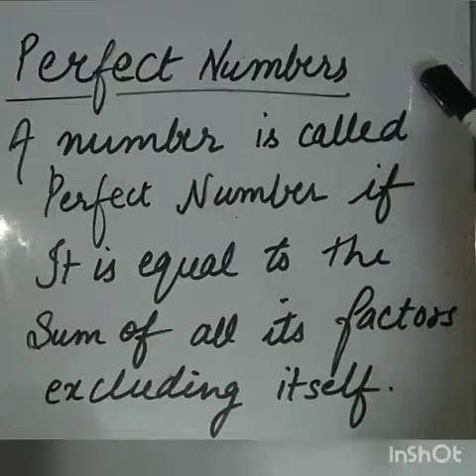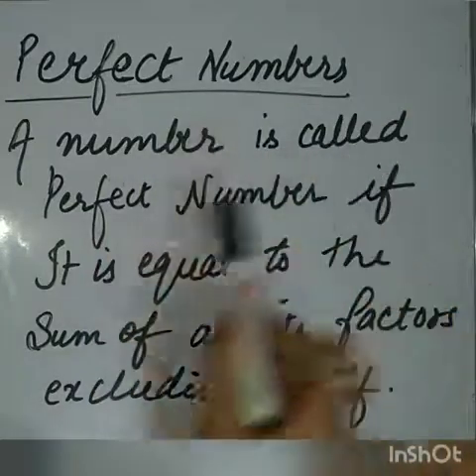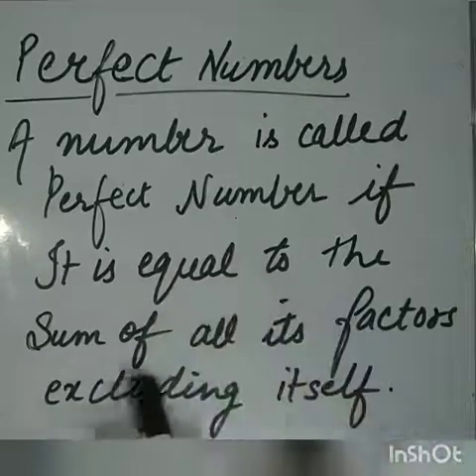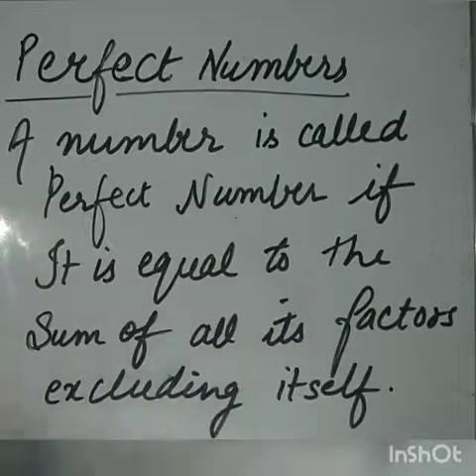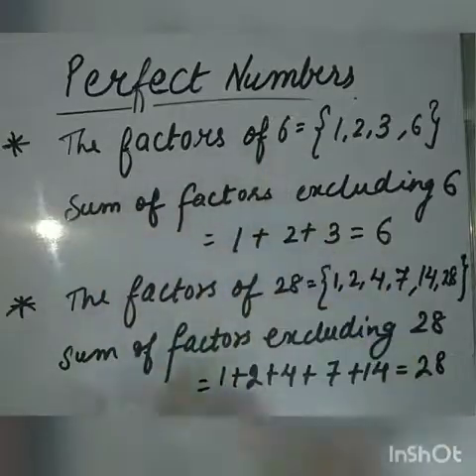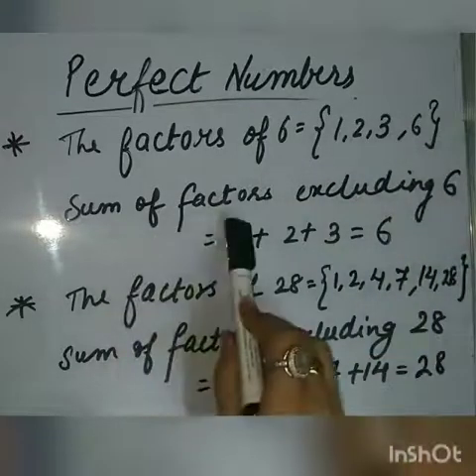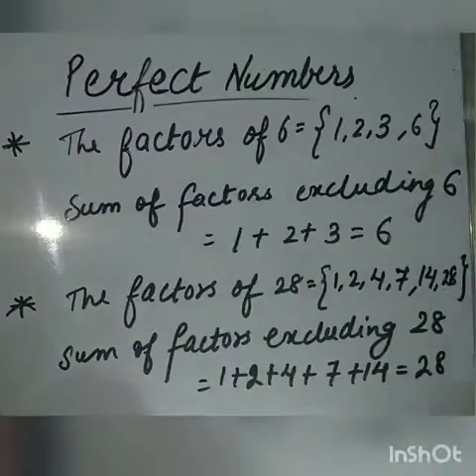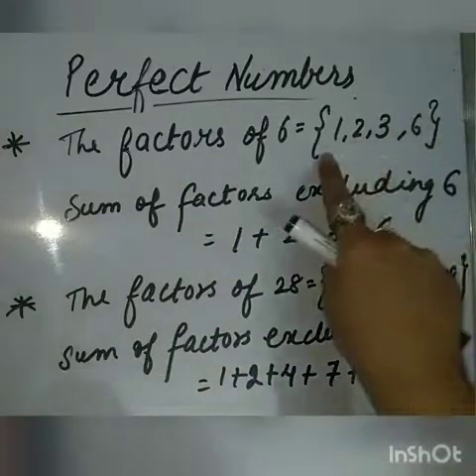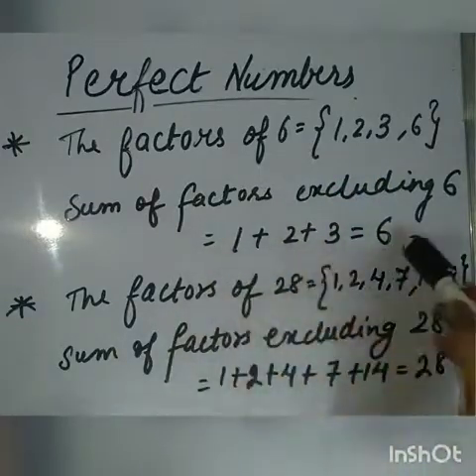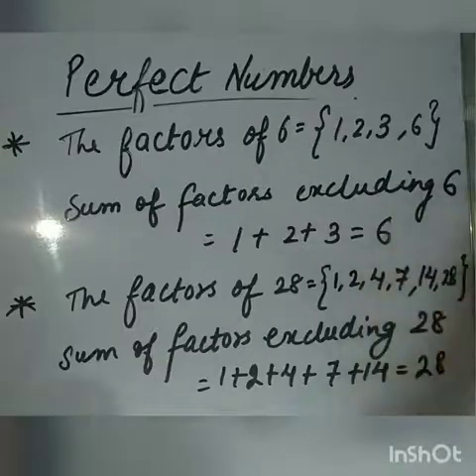Next topic, perfect numbers. A number is called a perfect number if it is equal to the sum of all its factors excluding itself. For example, the factors of 6 are 1, 2, 3 and 6. Sum of factors excluding 6. If we exclude 6, the remaining factors are 1, 2 and 3. And if we add 1, 2 and 3, we will get 6 which is equal to the number 6. So 6 is a perfect number.